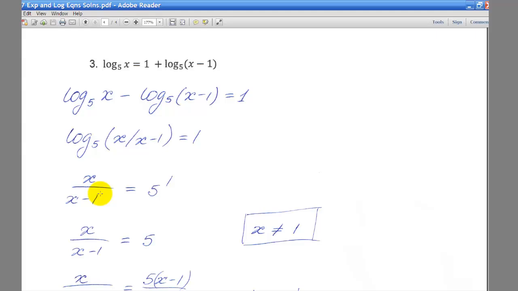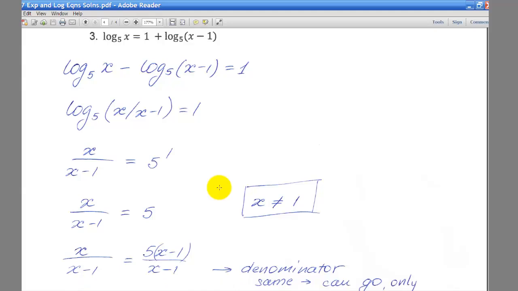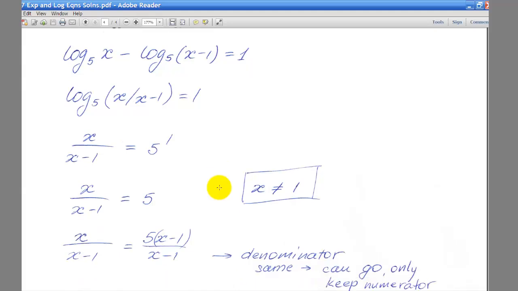What can my x not be? Think about it. What can I not divide by? 0, of course. And what x will make my denominator 0? Here it is. Okay, now we're moving on and solving it like a rational equation. Remember? Rational functions. Yeah, we're doing the same thing here again.